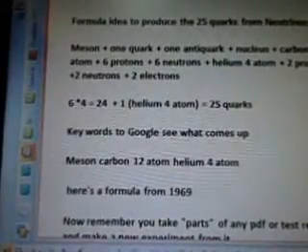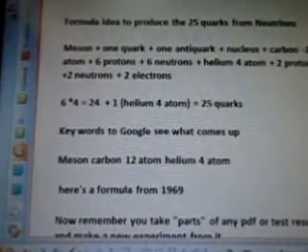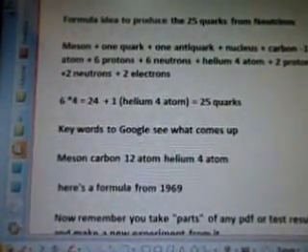Meson plus 1 quark plus 1 antiquark plus nucleus plus carbon 12 atom plus 6 protons plus 6 neutrons plus helium 4 atom plus 2 protons plus 2 neutrons plus 2 electrons. So I took 6 times 4 equals 24 to add 1. Helium 4 atoms equals 25 quarks.